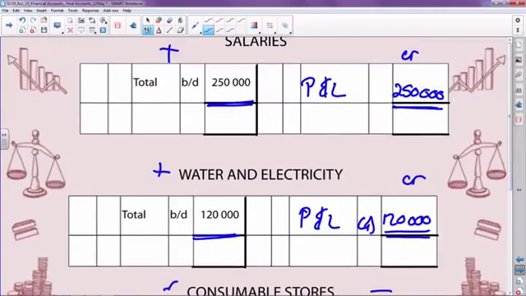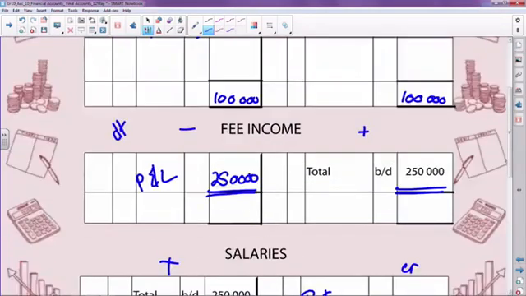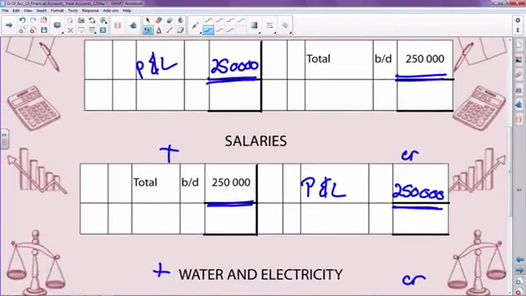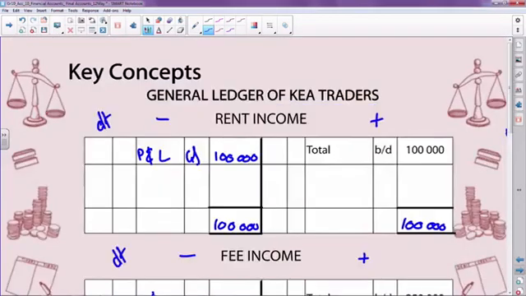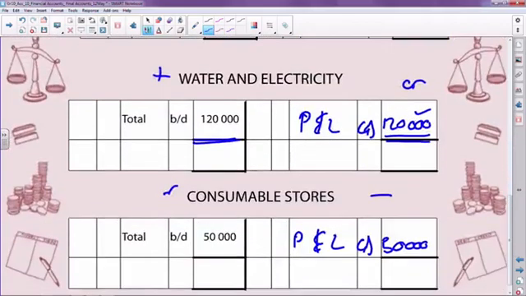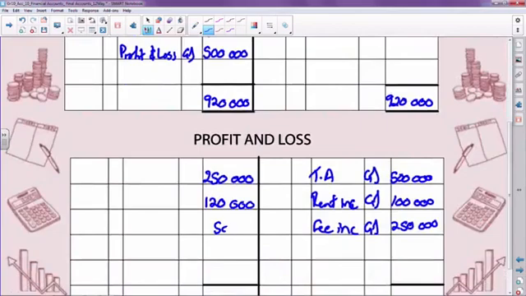And then remember all 3 amounts: 50, 120, and 250. So we can go here into your profit and loss and say 250. It was 120 if I'm not mistaken. Let's just double check. Don't want to rush too much and make mistakes. Your expenses, it's 250 and 120, yeah. So 250, 120, and your 50. And then what do I write? I need to go and write your salaries. I have to go and write water and electricity. And I need to go and write consumable stores, all 3 GJ entries. And that is step number 6.